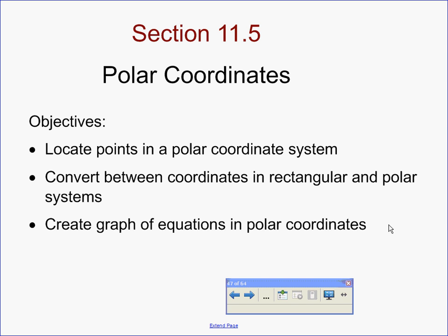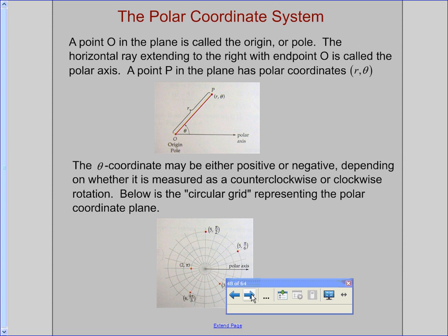Section 11.5, we're going to be learning about polar coordinates. We're going to locate points in a polar coordinate system. We're going to convert coordinates between rectangular and polar systems. And eventually we're going to create graphs of equations in polar coordinates.